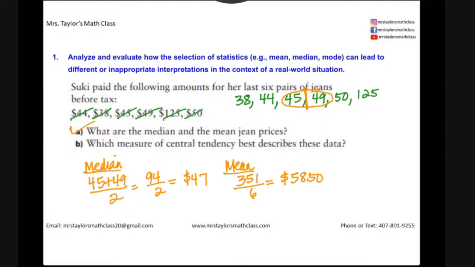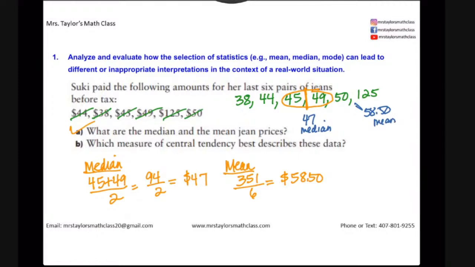Now they say, which measure of central tendency best describe these data? So what's going to be the best number to represent the numbers that we have for the price that she paid for the jeans? So we have the median, this is like $47, and then the mean was somewhere over here like $58.50. So median, mean. Which one would you select?